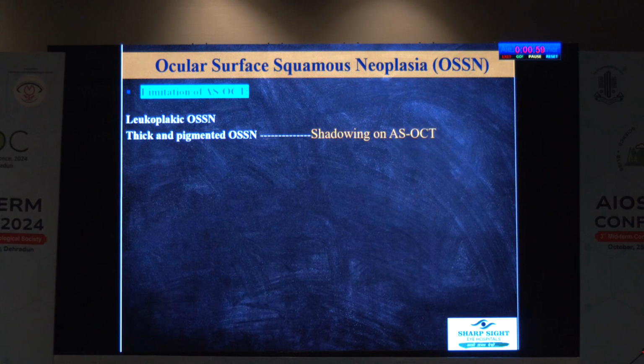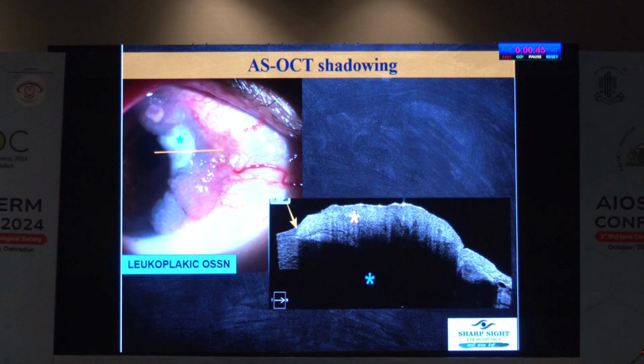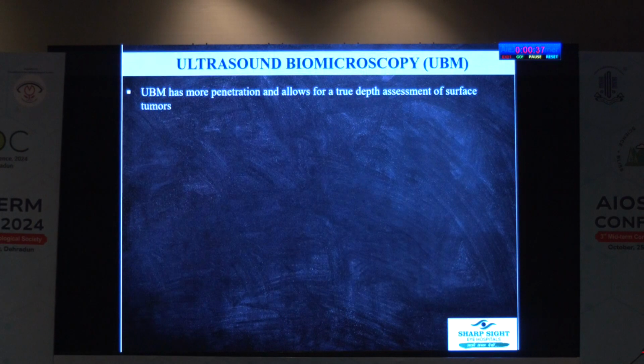So what are the limitations of ASOCT? Okay, I'm running out of time. All right. In leukoplakic OSSN there will be shadowing, and in a thick pigmented OSSN there will be shadowing. Just to give you perspective, if a lesion is more than 465 microns thick, you will have shadowing on ASOCT. This is how shadowing looks. In leukoplakic OSSN, you really cannot see behind the lesion whether there is an intraocular invasion or not. So you would require further imaging, wherein the role of UBM comes into play.